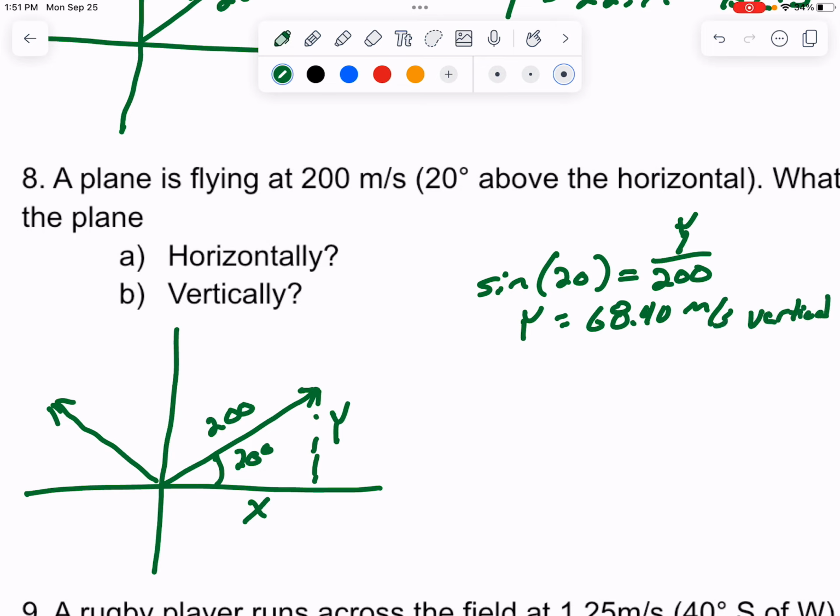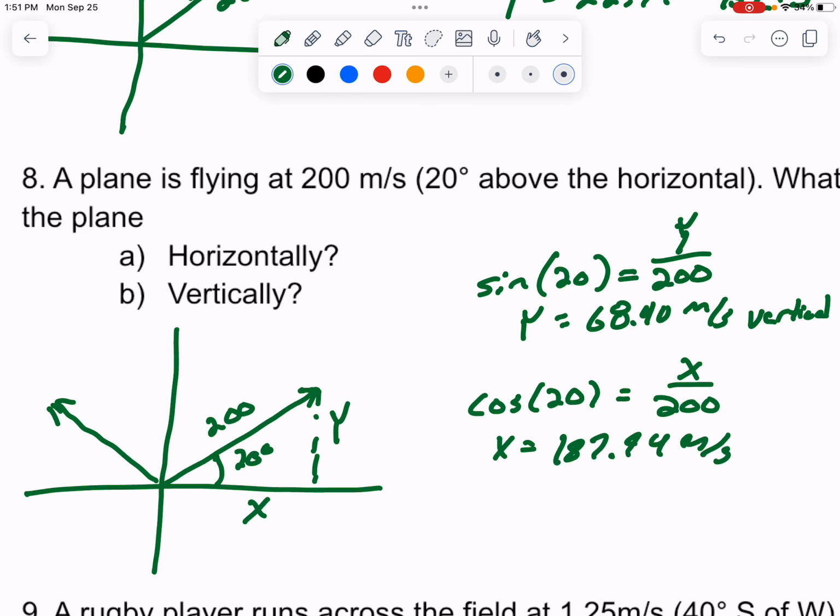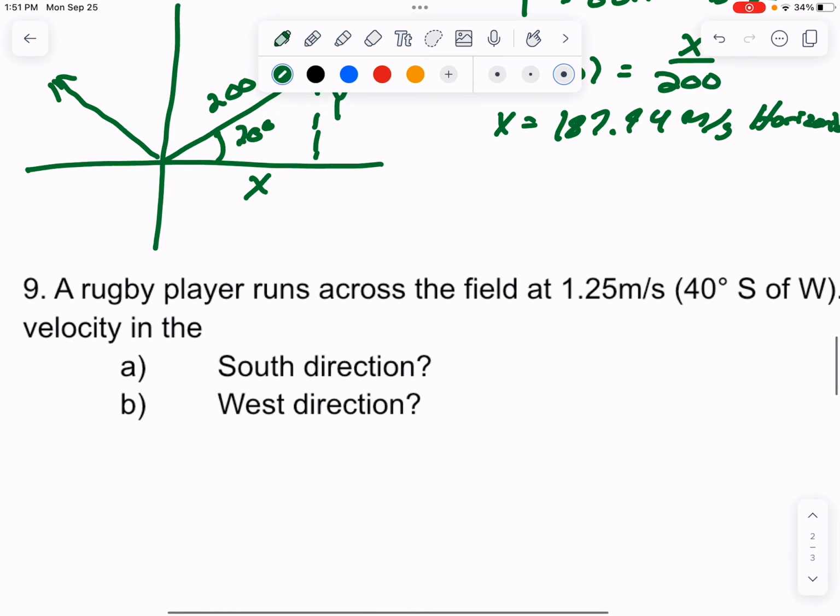Okay, so if it doesn't have direction, you can just say vertical or horizontal. That's fine. So cosine of 20 equals x over 200. So your x value should come out to be 187.94 meters per second horizontal. Okay, so again, if it says above the horizontal, left or right is fine. Below the horizontal, left or right is fine, as long as you're above or below.